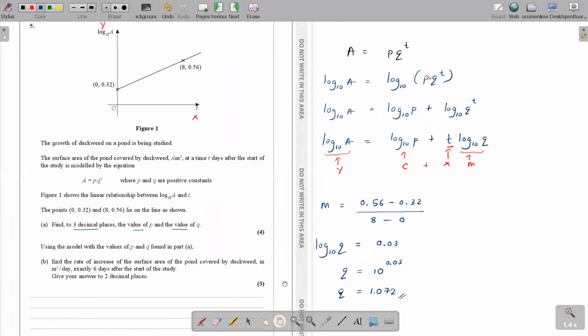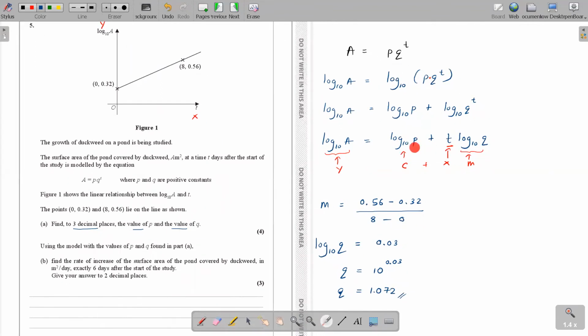Okay, so now similarly you have to get the value of p also. When I look at p, I can see p is involved with the logarithm of log base 10. Log base 10 of p is our intercept. The intercept is the place where the graph cuts the y-axis. Your y-axis is cut at the y value 0.32, which means your intercept is 0.32. So log base 10 of p equals 0.32. I hope this is clear with you all.